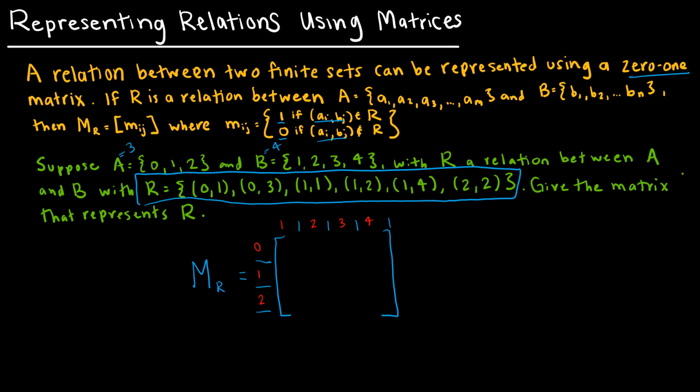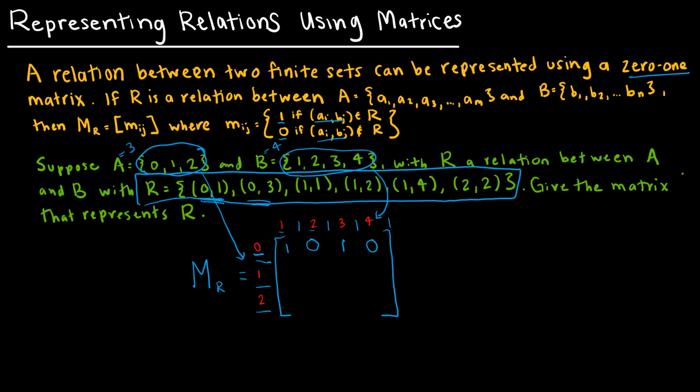Just in case I wasn't clear, the 0, 1, 2 on the left came from A, and the 1, 2, 3, 4 on the top came from B. Then I'm looking at 0, 1, and that value is in our relation, so I put a 1. Then I look at 0, 2, and that value is not in our relation, so I put a 0. Is 0, 3? Yes, it is, right here, so I put a 1. Is 0, 4? No, it's not, so I put a 0.